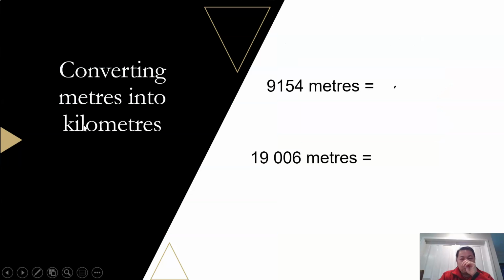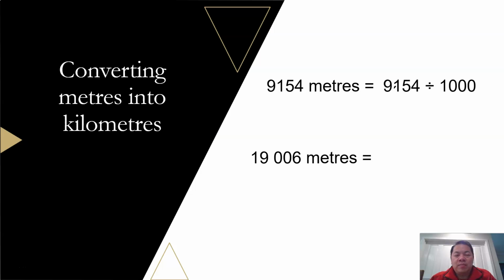Next, moving on, we need to learn how to convert meters into kilometers. It's from a smaller unit to a bigger unit, so we need to divide by 1000. We need to move the decimal place 3 times to the left. Remember the conversion of 1 kilometer to meters is 1000, isn't it? That's why you need to move the decimal place 3 times to the left. That's how you get 9.154 kilometers.